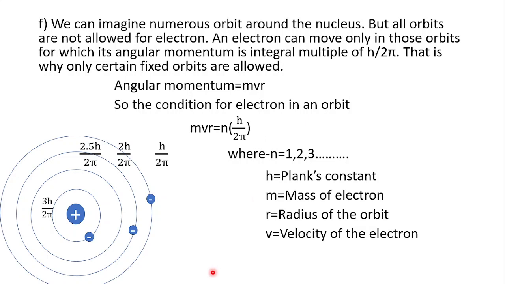Now, what is angular momentum? You have most probably studied momentum. Momentum means, in Assamese, bhorbeg. Momentum is the product of mass and velocity. So when an object moves in a straight line, then we generally talk about momentum, that means mass into velocity. But when the object moves in a circular path, then we usually talk about angular momentum, which is equal to mvr.